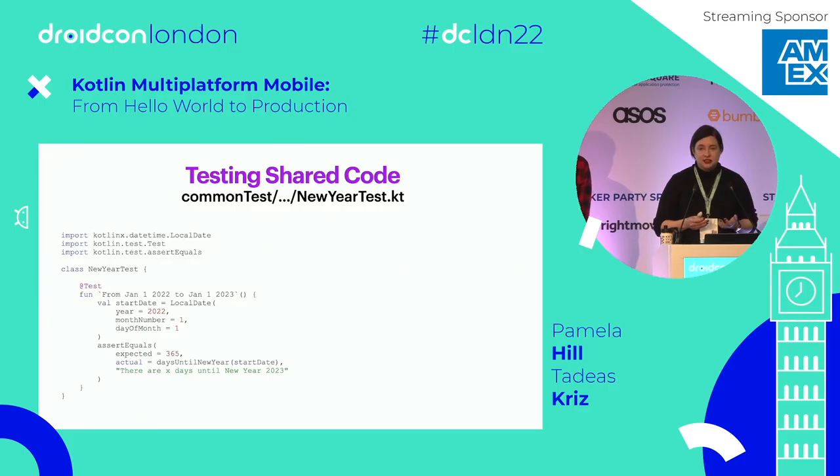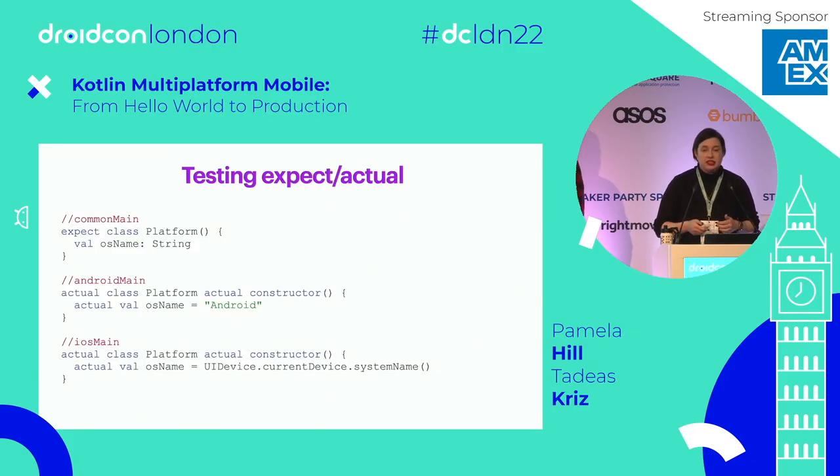It has the @Test annotation and assertEquals to test our function daysUntil. In this case, we're just testing that there are 365 days from January 1st this year to January 1st next year. If I wanted to test expect/actual mechanisms, I would, for example, use this example.